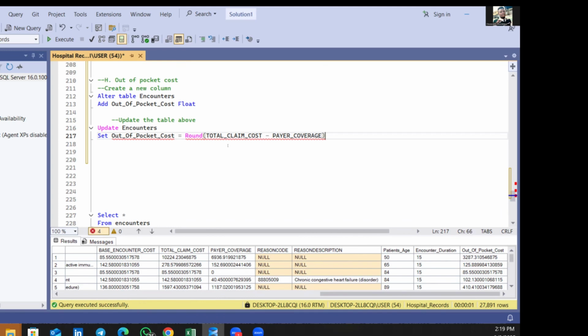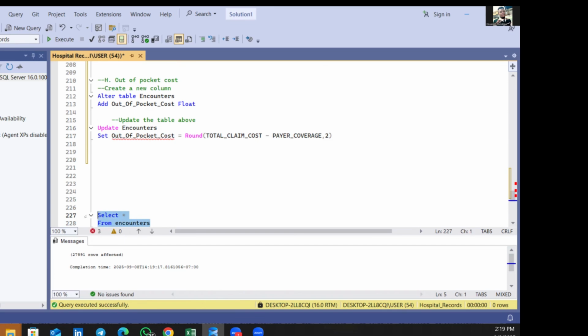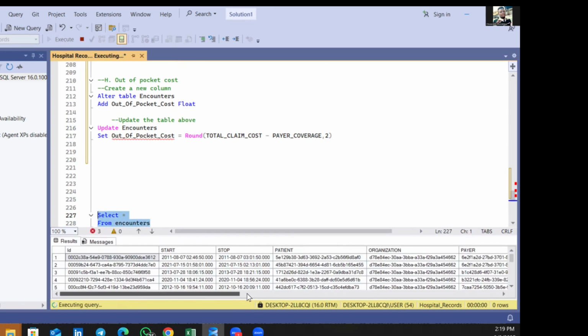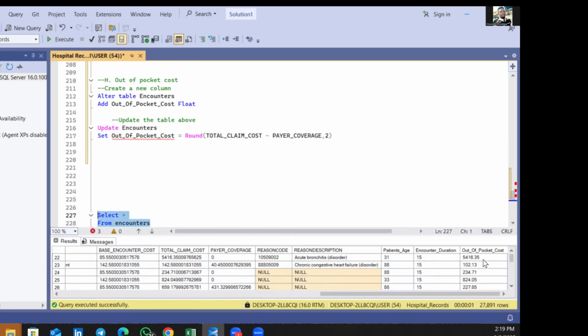It was quite a large number in terms of decimal places, so I had to round it up to 2 decimal places. And of course, after rounding it up, executing my query, and calling on my encounter table, now I have a new column, out of pocket cost. So here I can do further analysis with this particular column.